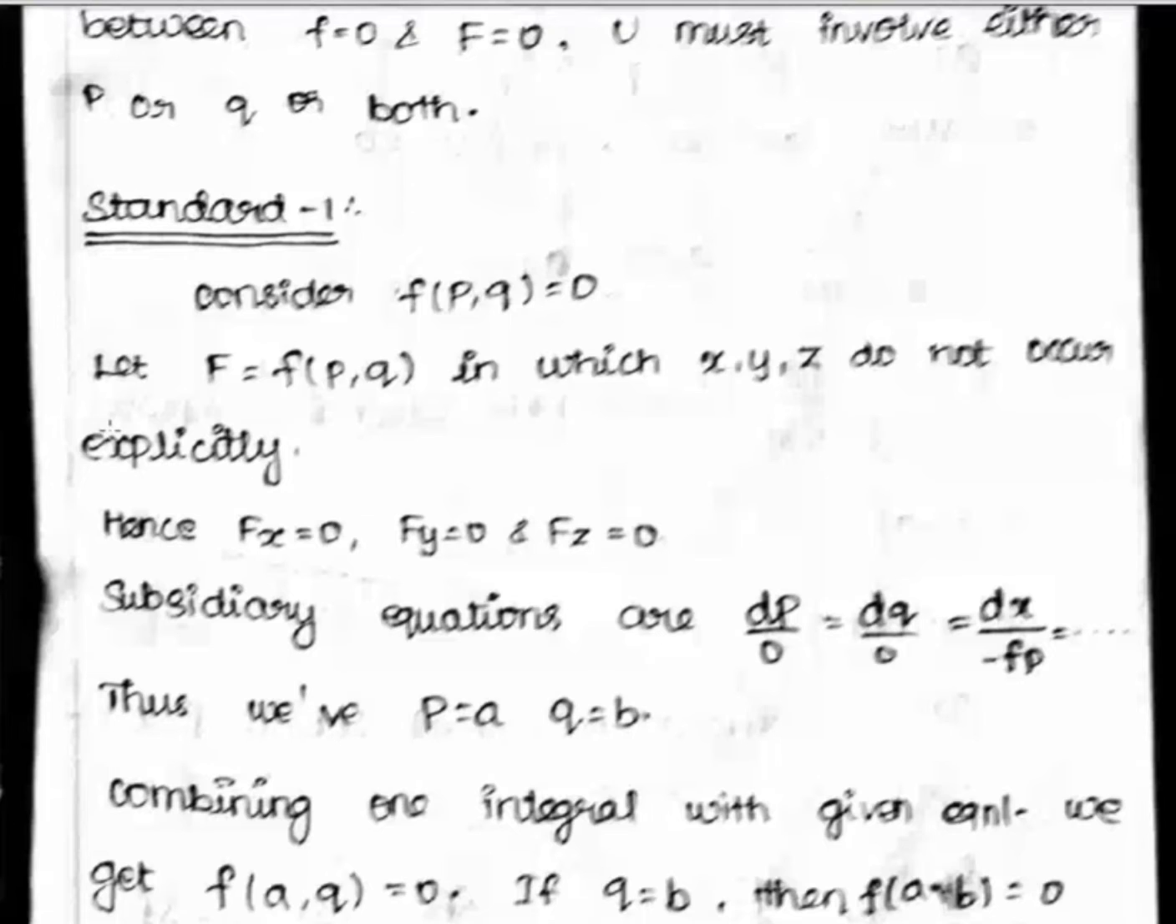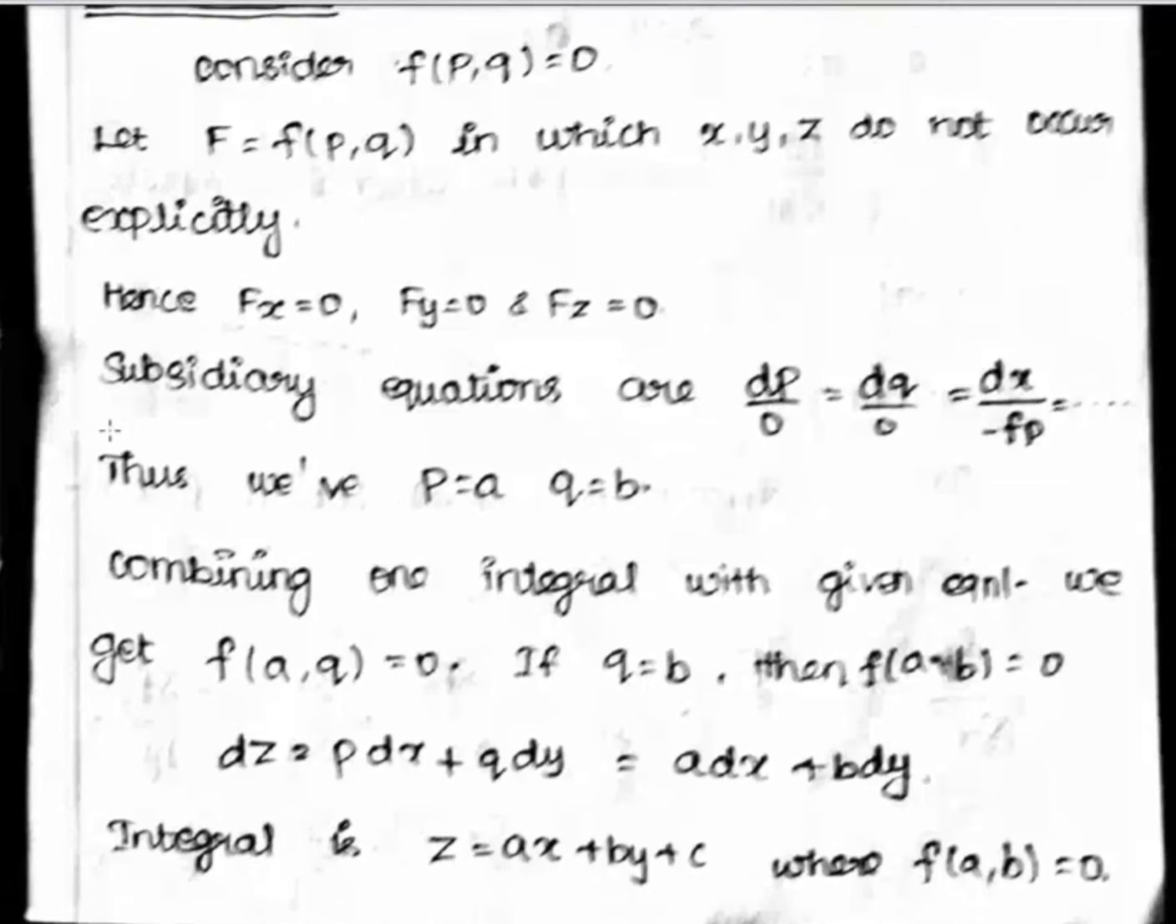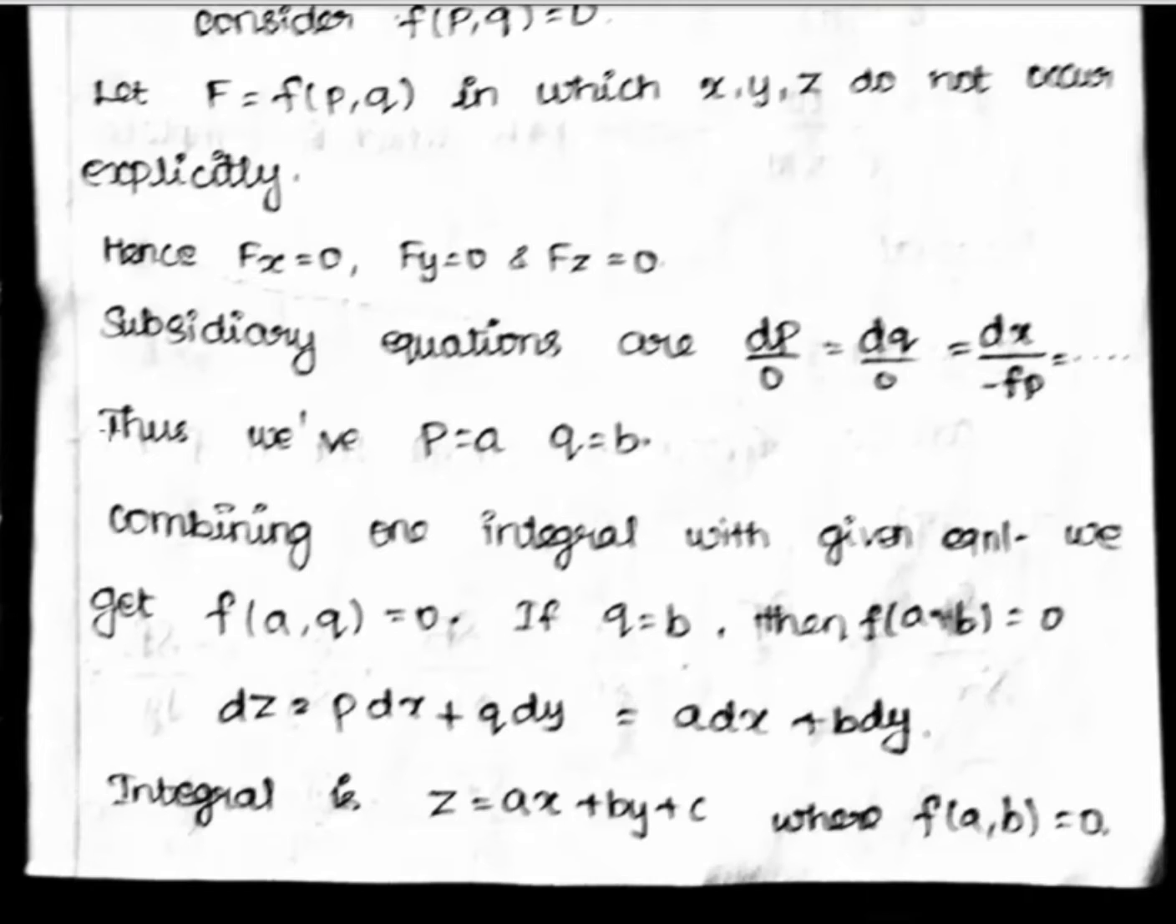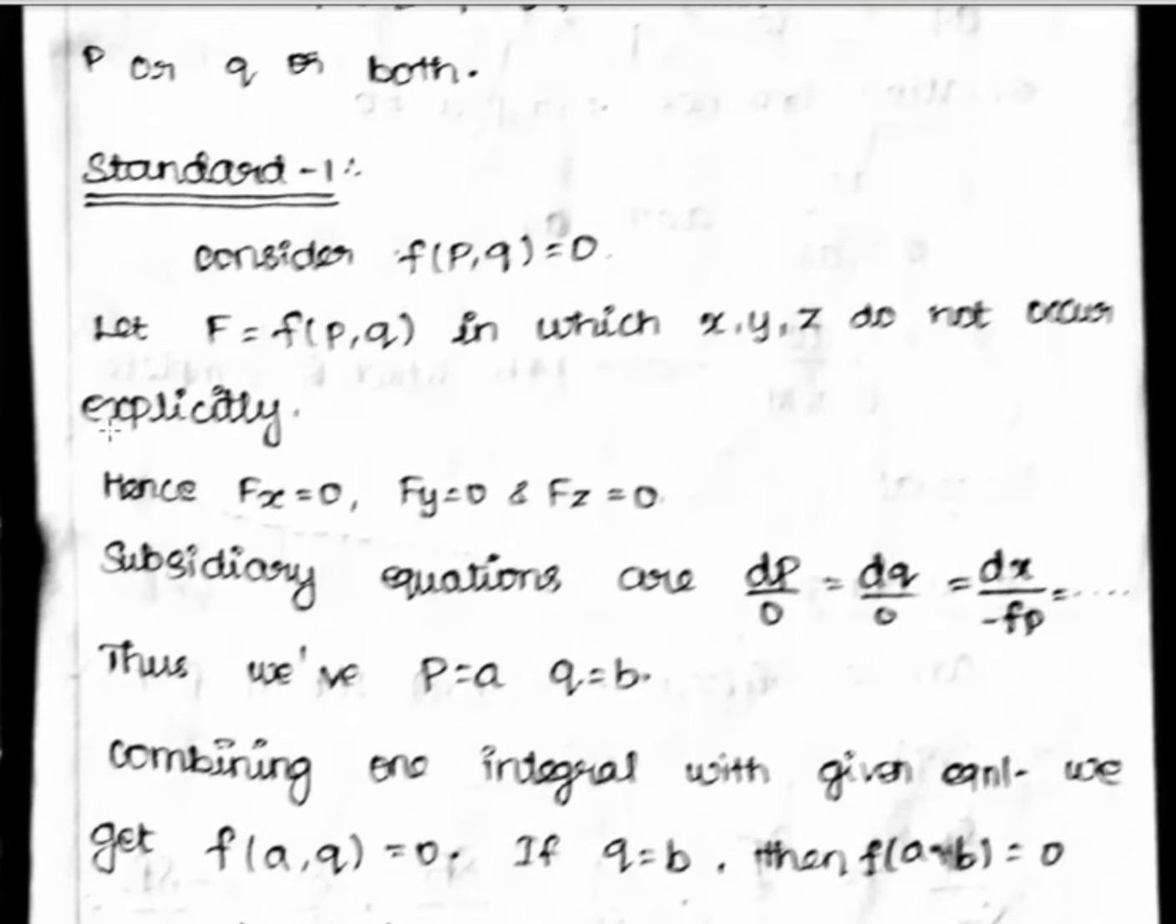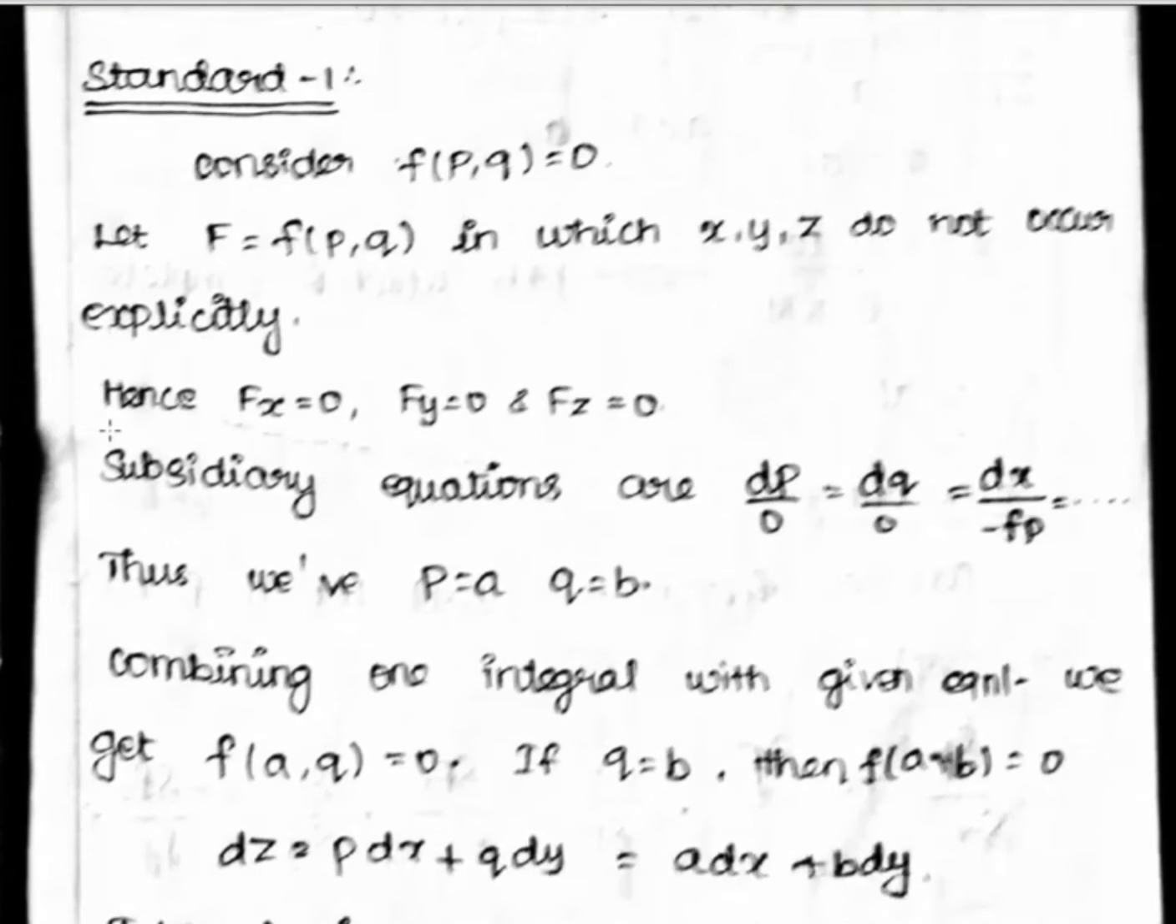You get p equal to a and q equal to b. You have to substitute in the given equation. So dz equal to p dx plus q dy. You get a dx plus b dy. That is, you have to integrate it. You get finally z equal to ax plus by plus c. So that is the first type, which contains p and q only.